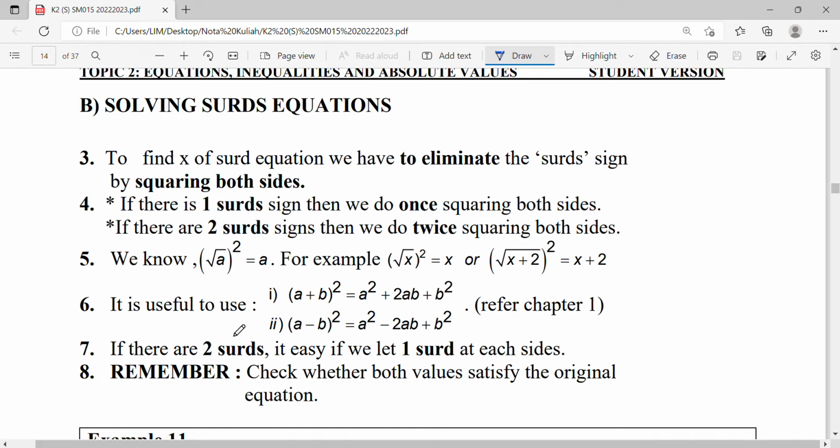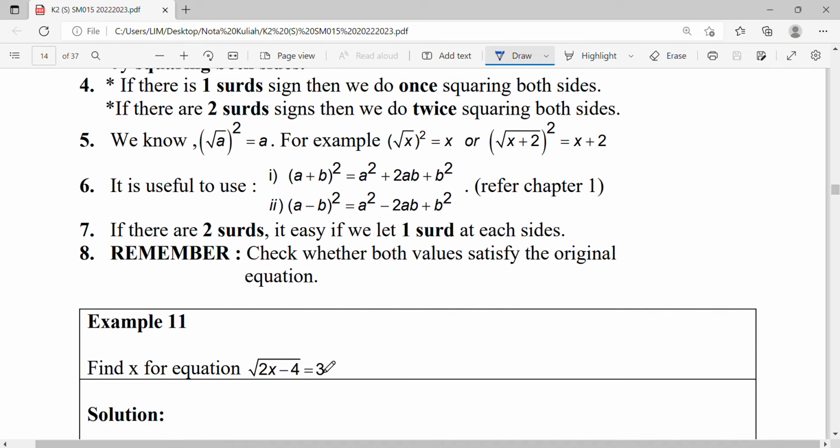And when we are solving a surd equation, when we get the answer for x, we have to remember to check whether both sides satisfy the original equation. Whatever x value that we get, we have to substitute back into our equation. See the left hand side answer and the right hand side value, is it equal or not? That is the important thing, because we always forget to check the validity of the equation. An equation means the left hand side and right hand side should be equal for whatever value that you substitute, for whatever answer that you get.